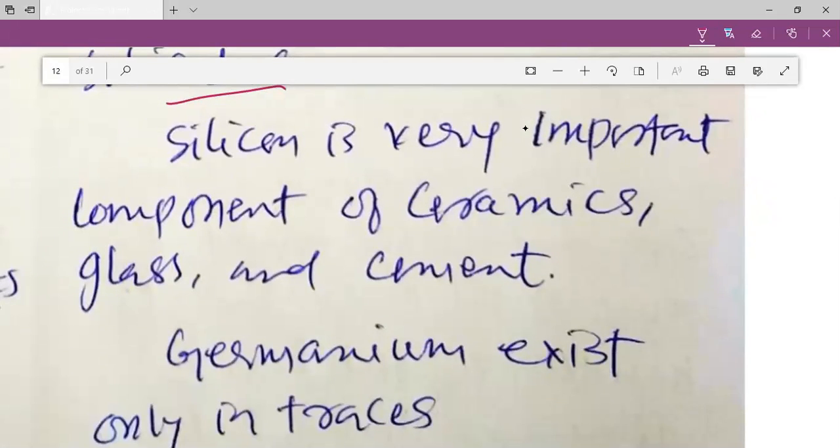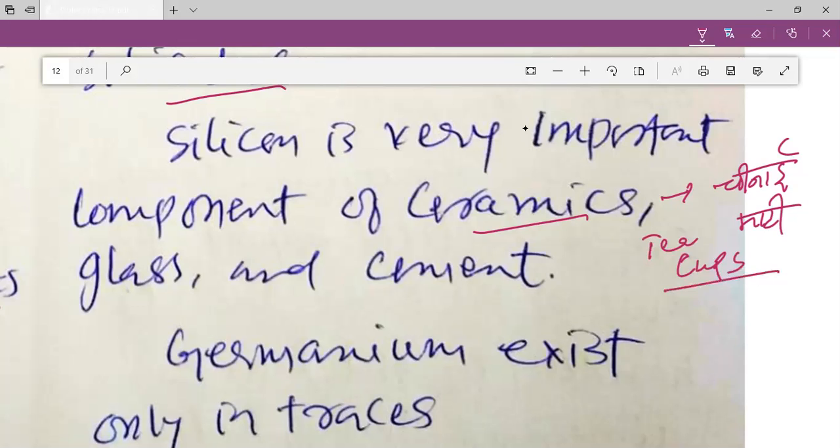Silicon is a very important component of ceramics. Ceramics is something that you used to call chini mitti. Or we can have our tea cups and saucers, my dear students. These tea cups and saucers are made from ceramics. So now you understand the meaning of ceramics, my dear students. Silicon is a very important component of ceramics.